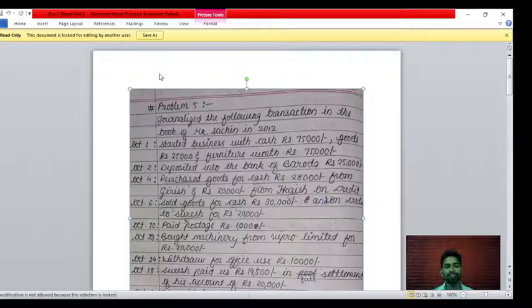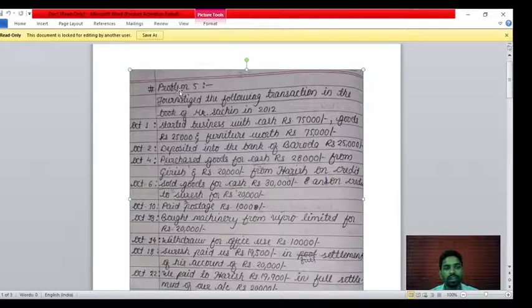Hi students, in the last class we saw the problems on journal entries. The four problems we saw were related to simple journal entries. Now in this session we will see that there are two types of journal entries, the simple journal entries and the compound journal entries. We solved problems on simple journal entries. Now we will see the problems on compound journal entries.